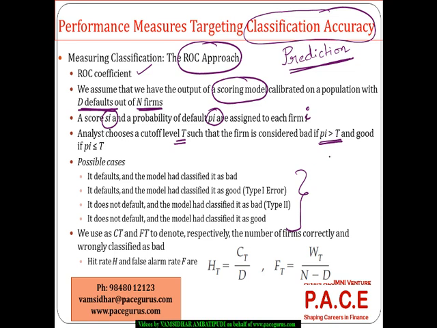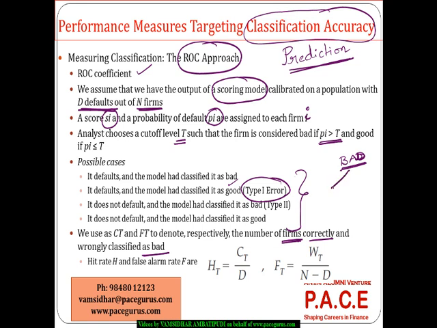You have called it good and really it is good. You have called it bad, really it is bad. You have called it bad, it is really good, and vice versa. You have classified it as good, but the firm has defaulted. That is the type 1 error. Now what we are trying to come out with is the number of firms correctly and wrongly classified as bad. That is our interest here: those firms that our model has predicted as bad.